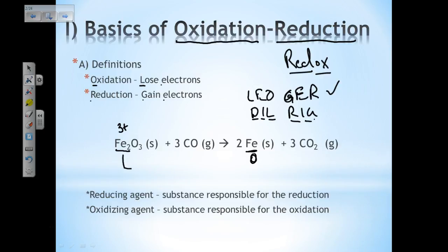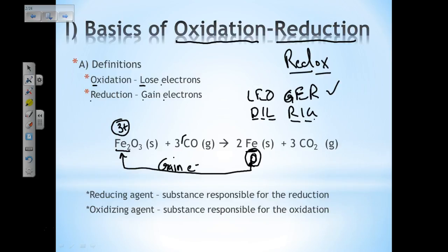So what's happening from here to here? Well, iron's going from 3+ to 0. In order for it to do that, it has to be gaining electrons. The gaining of electrons is what we call reduction. Now why is gaining electrons reduction? Well, look at the charge. The charge goes from 3+ down to 0, so that's a reduction in charge.